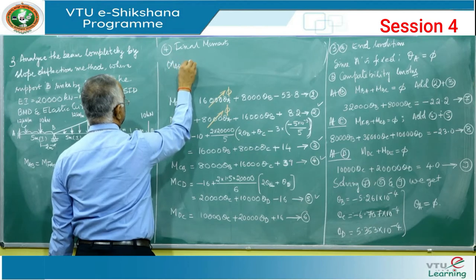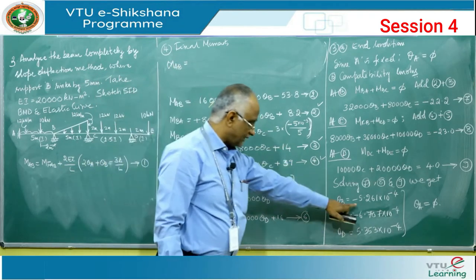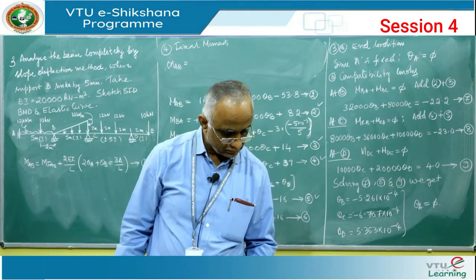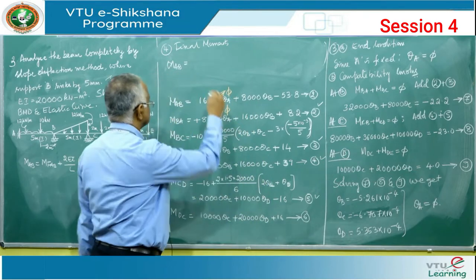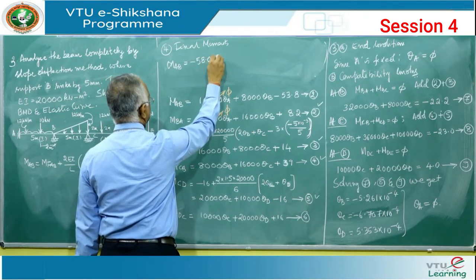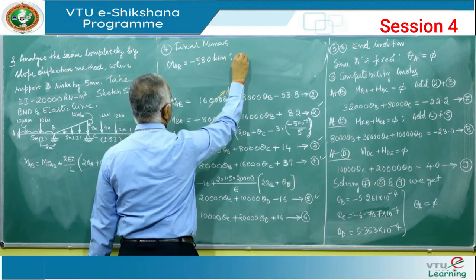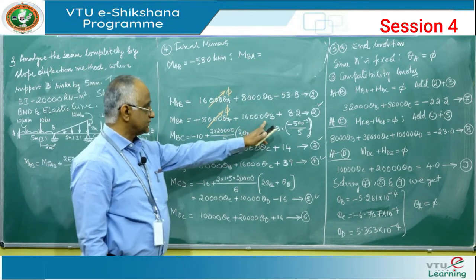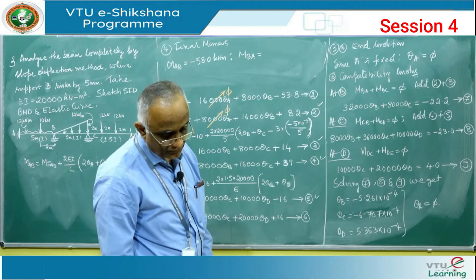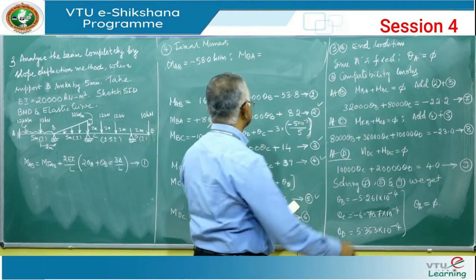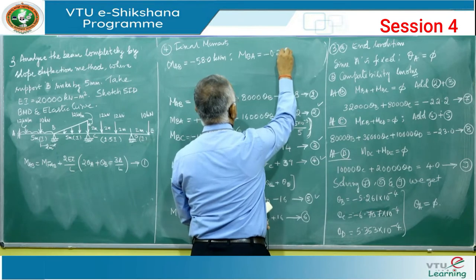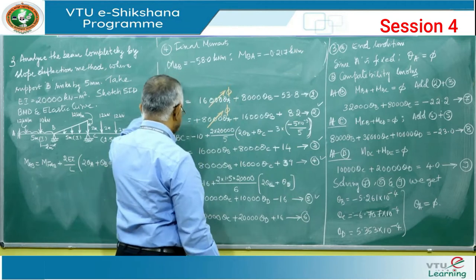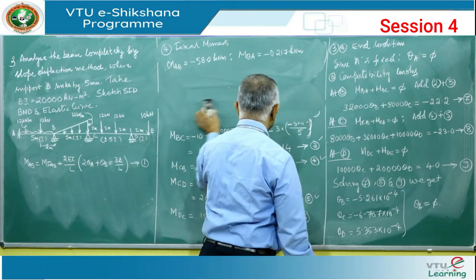MAB is 8,000 into theta B plus 53.8. The answer is minus 58 kilonewton meter. MBA has 16,000 theta B plus 8.2. It is minus 0.217 kilonewton meter. The drastic change in moment is because of sinking of support B there.